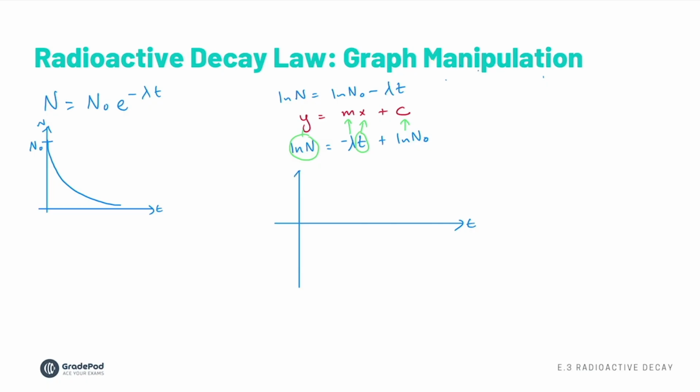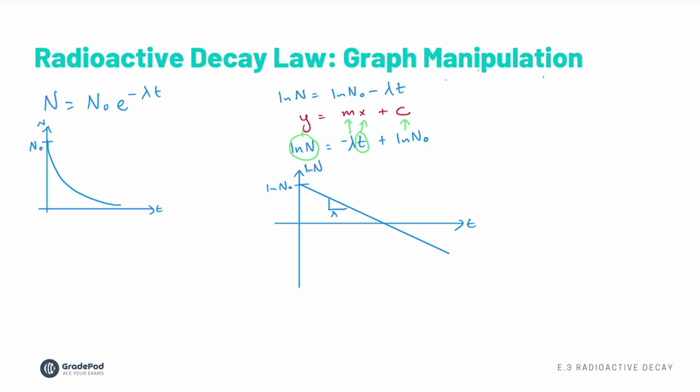T on this axis, ln n on that axis. It's a negative gradient, so it's going to be like this. It's a straight line, and the intercept is going to be ln n naught, and that gradient will be lambda.